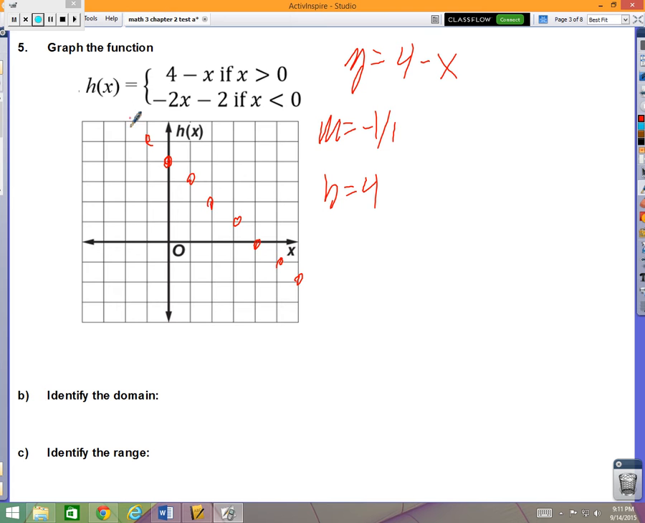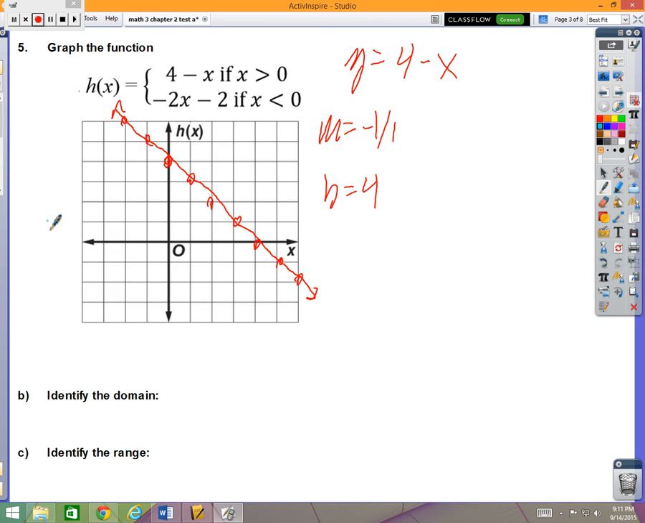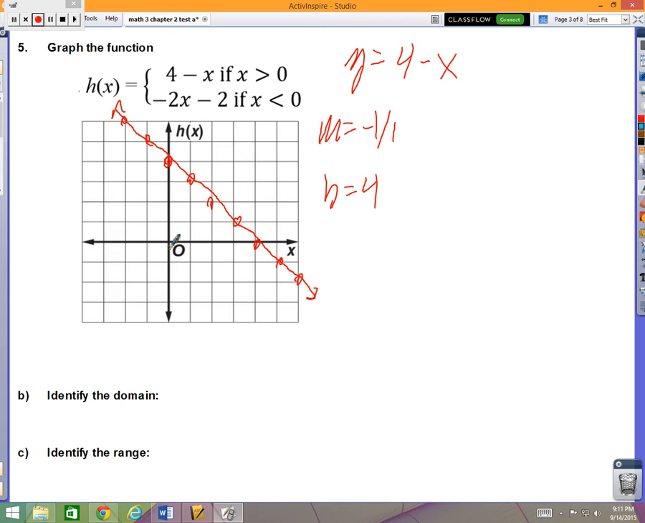Now this only exists. So I got a line going through all these dots. But it only exists when x is greater than 0. So on the x-axis, here's 0 right here. Anything bigger than 0 is to the right. So my boundary line is right here, right at 0. And this line exists only on the right side of 0.